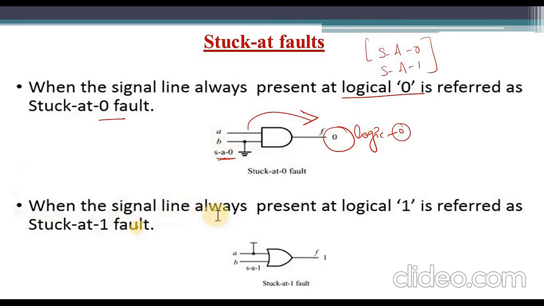Okay. In a similar manner, when the signal line is always present at logic 1, it is referred to as a stuck 1 fault. Observe here, I am considering one simple OR gate. In a simple OR gate we have two terminals A and B. Observe here, this A terminal is stuck at 1. Therefore we can observe the output is always stuck at logic 1 only. So this is about stuck 0 fault and stuck 1 fault. Fine.